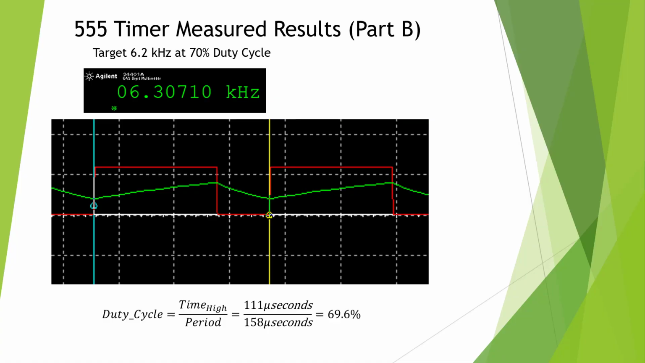Here's our results from our second circuit, and 6.3 is very close to the 6.2 kilohertz. And again, using cursors and doing the calculation, I come up with 69.6%. Very, very close to 70%. I would say that we nailed it.